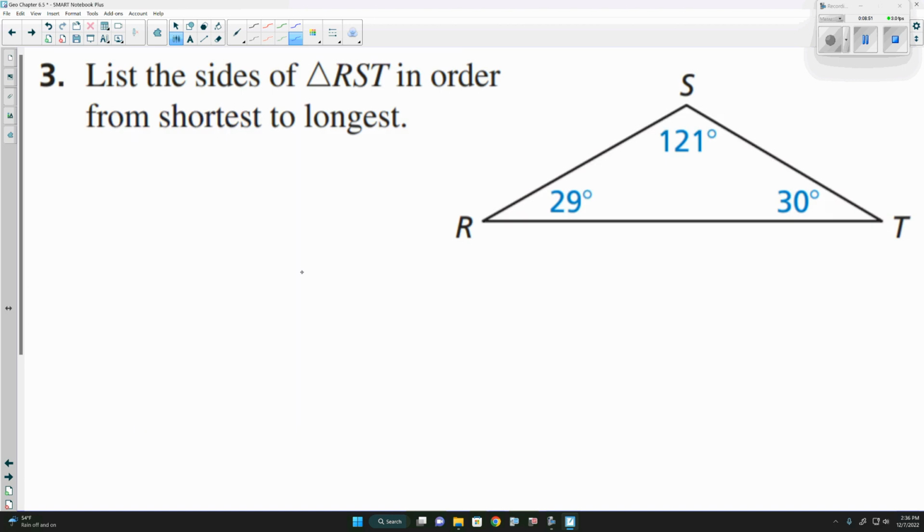Now this one here was nice. They did give us all three angles. So the biggest angle is what? So the biggest side is RT. Now the smallest angle is 29, which makes ST. RS. So the biggest is RT, smallest is ST, and the middle side is RS.